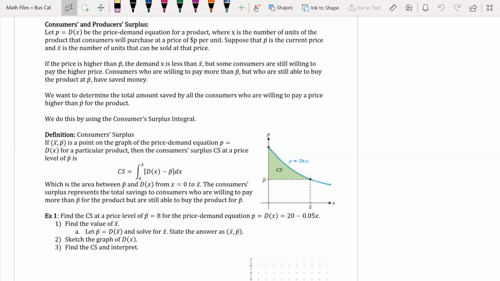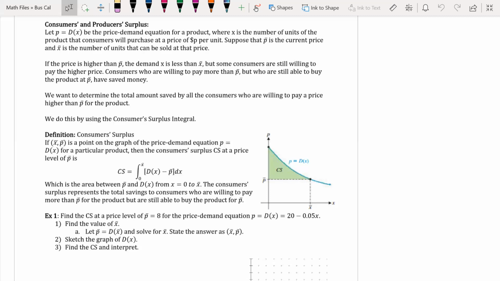Consumers who are willing to pay more than P bar, but who are still able to buy the product at P bar, have saved money. We want to determine the total amount saved by all consumers who are willing to pay a price higher than P bar for the product. We do this by using the consumer surplus integral.